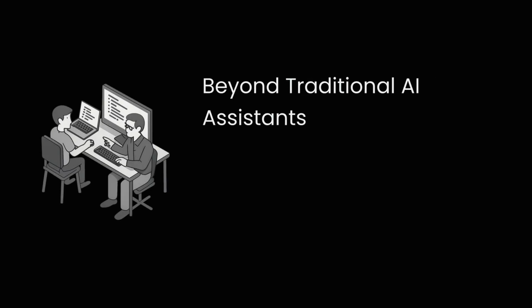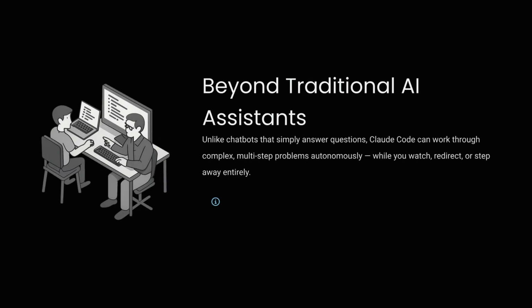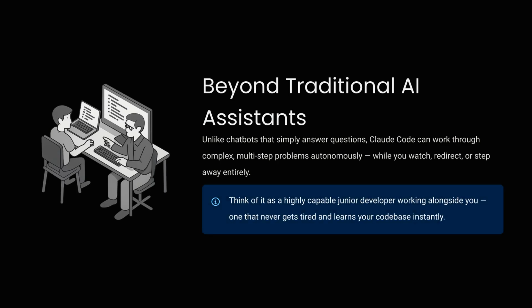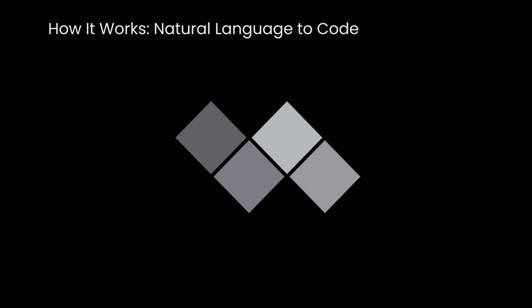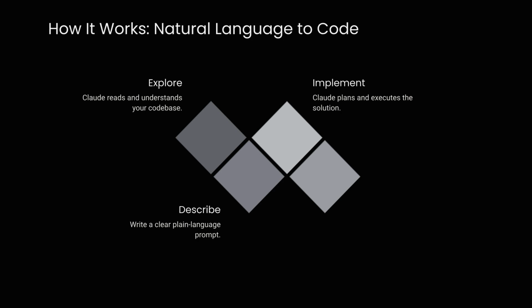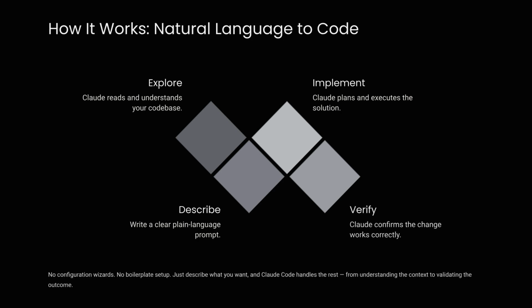This tool goes beyond traditional AI assistance. It works through complex, multi-step problems autonomously. Think of Claude Code as a highly capable junior developer working alongside you, constantly learning and improving. Here is how it works. You describe what you want with a clear, plain language prompt. Claude Code explores and understands your code base, plans and executes the solution, and then verifies the change works correctly. It handles everything from understanding context to validating the outcome. With Claude Code, you can move from an initial prompt to production seamlessly.